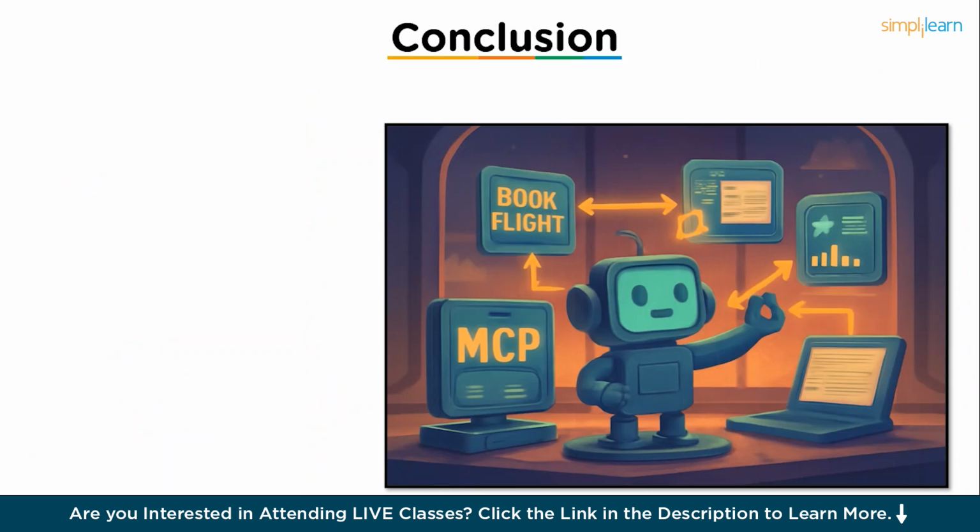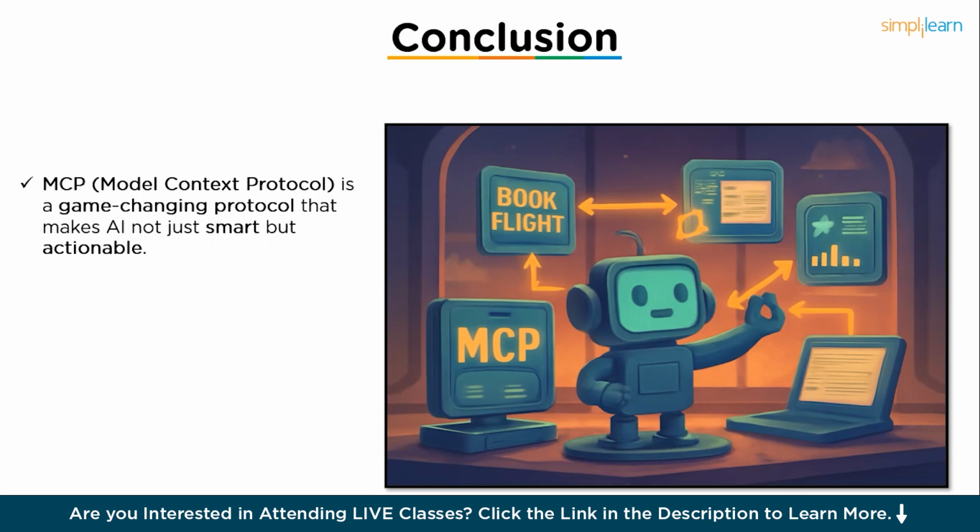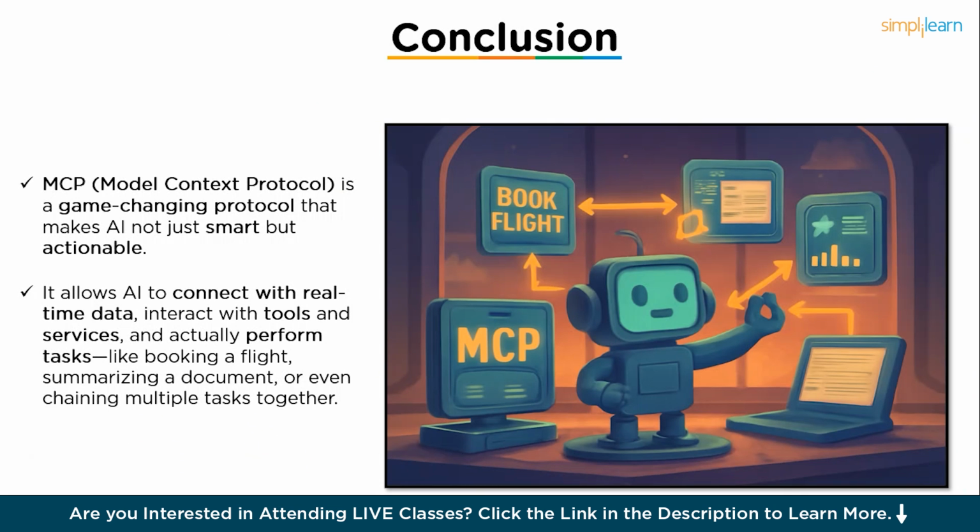Now, to wrap things up, MCP, which is Model Context Protocol, is a game-changing protocol that makes AI not just smart, but actionable. It also allows AI to connect with real-time data, interact with tools and services, and actually perform tasks like booking a flight, summarizing a document, or even chaining multiple tasks together.